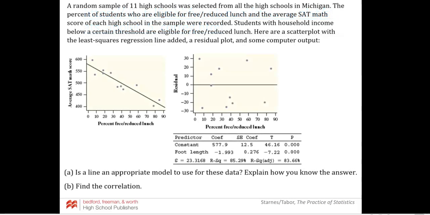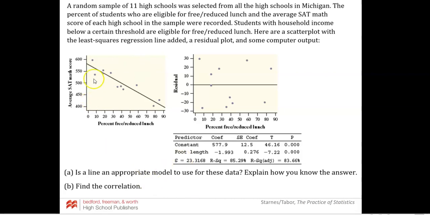It's kind of neat. Okay, a random sample of 11 high schools were selected from all high schools in Michigan. That's where I grew up. The percent of students who are eligible for free and reduced lunch and the average SAT math score are sampled and recorded. Students with household income below a certain threshold are eligible for free and reduced lunch. Here's a scatter plot with a residual plot.